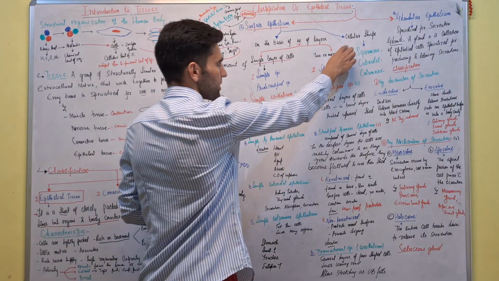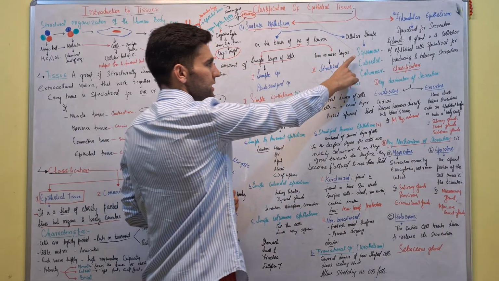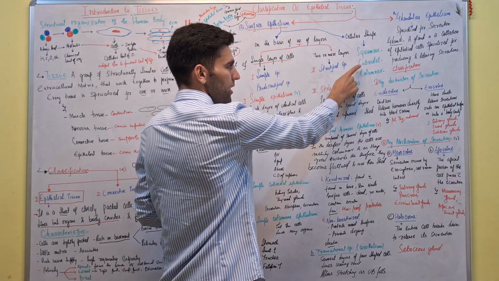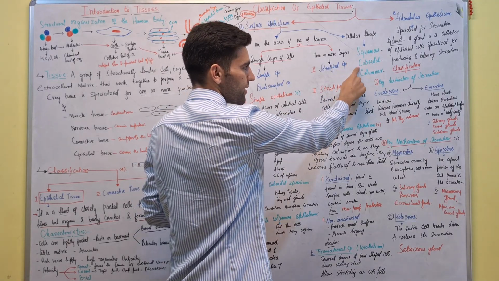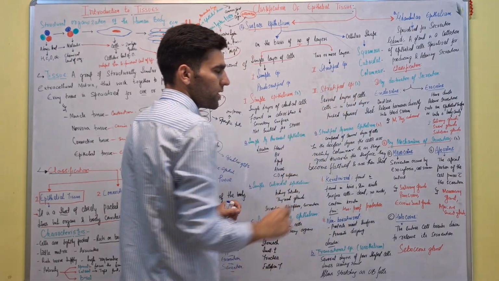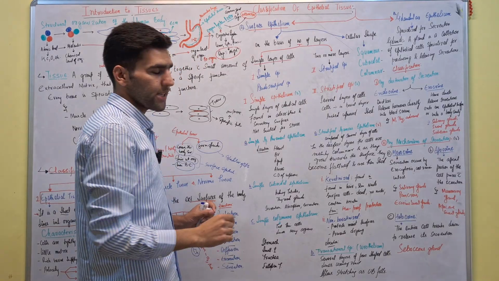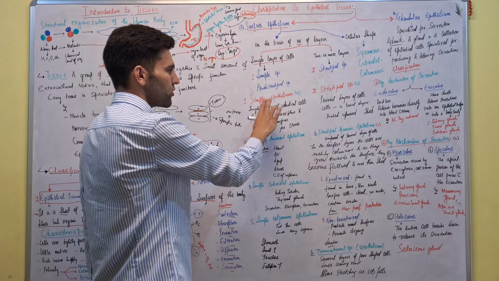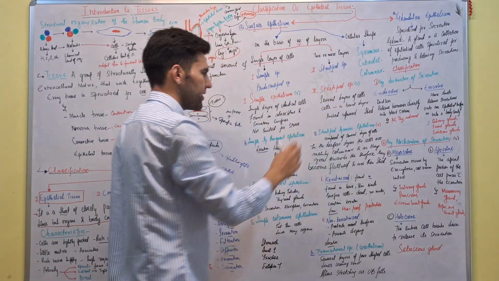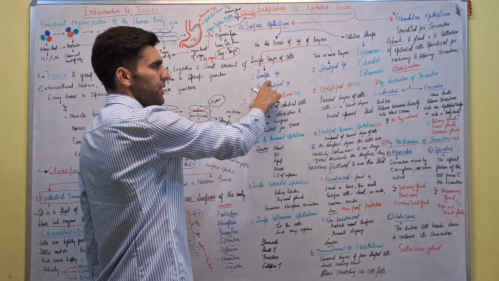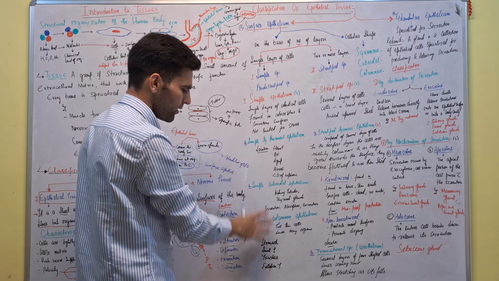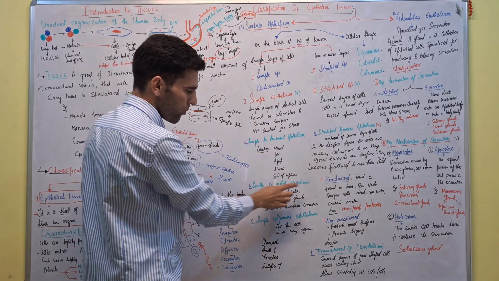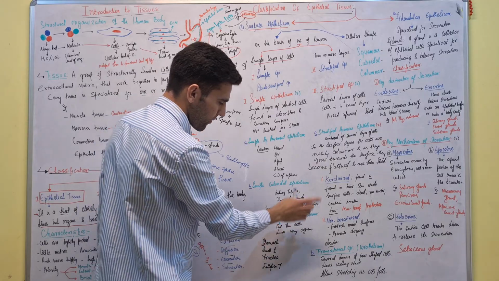Now coming to the cellular shape. If it has squamous shaped cells, that is, flat cells, we call it squamous epithelium. If it has cube shaped cells, we call it cuboidal epithelium. And if it has column shaped cells, we call it columnar epithelium. So we have two main types: first is simple epithelium, another is stratified epithelium. Now combining simple epithelium with the shape of cells, we have three types: simple squamous pavement epithelium, simple cuboidal epithelium, and simple columnar epithelium.